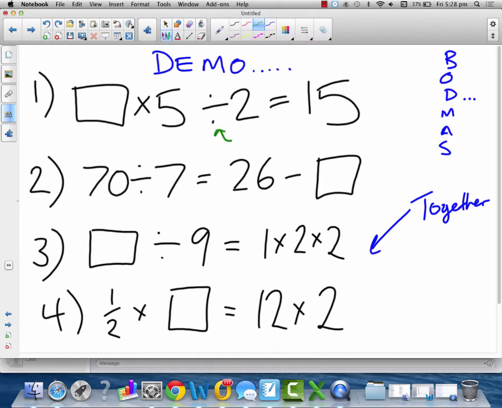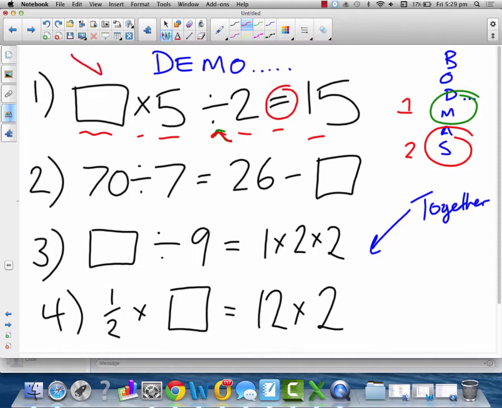But something I really should have told you is division and multiplication can be done at the same time. It doesn't matter. Either can go before the other. And the same for addition and subtraction. Think of them as brothers and sisters. They can happen at the same time. So division and multiplication always must go before addition and subtraction. So over here in this sum, you've got something times 5 divided by 2 equals 15. So, you know that whatever is over this side of the sum has got to equal 15.